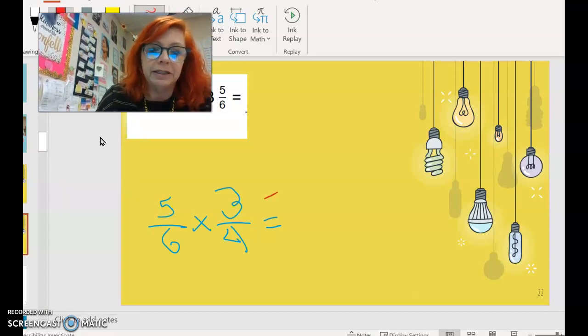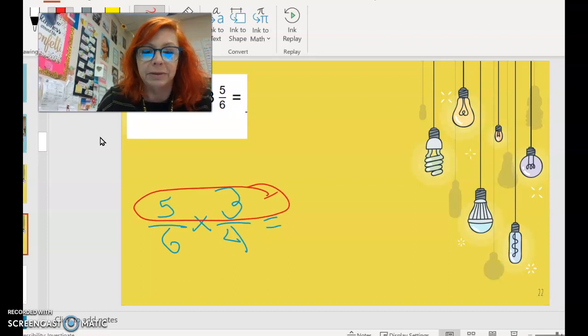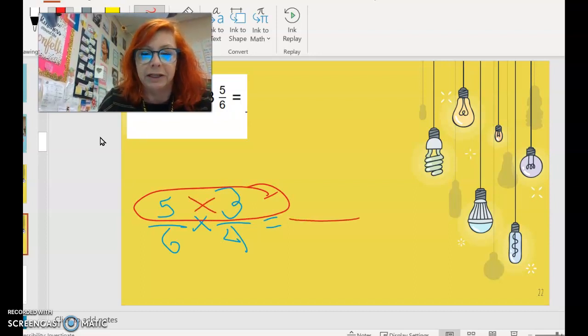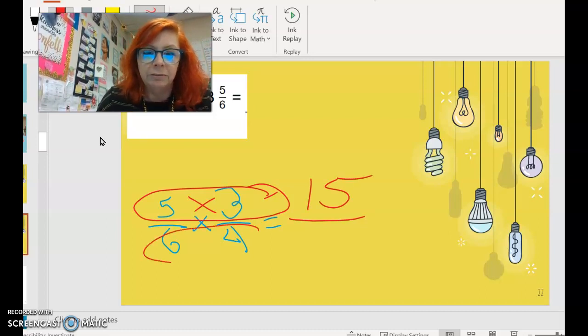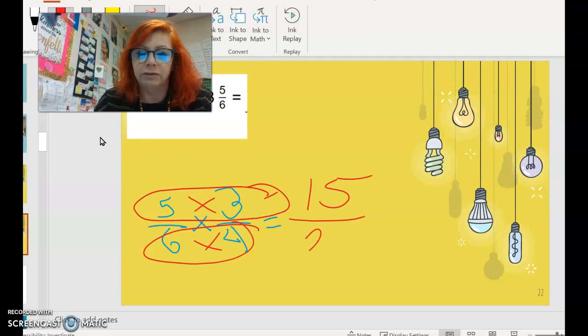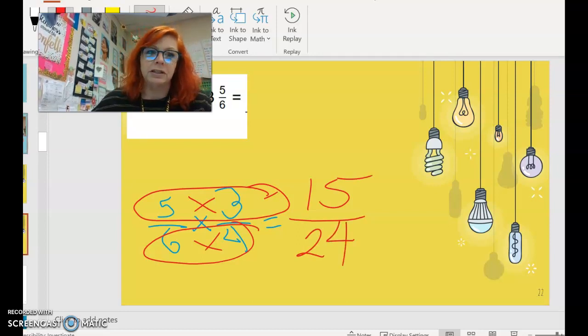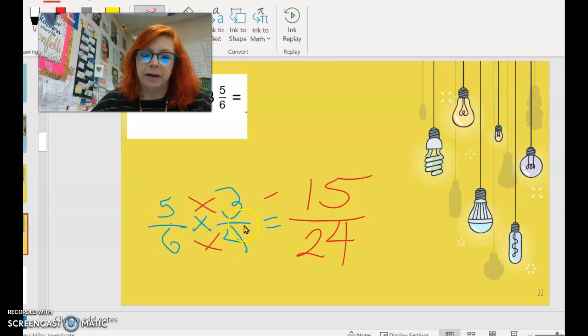Well, it's really easy. Multiplying fractions is the easiest because all you do is first multiply the numerators. 5 times 3 is 15. Then you multiply the denominators. 6 times 4 is, anybody? Good, 24. And that's it. That's all you have to do to multiply fractions. Isn't that easy?